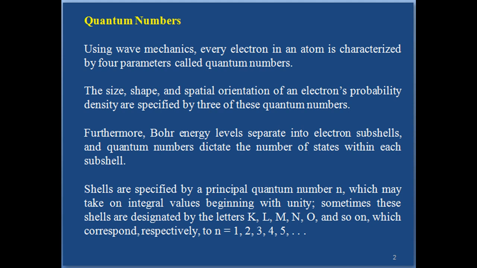Shells are specified by a principal quantum number, which is identified by letter n, which may take on integral values beginning with unity. Sometimes these shells are designated by letters capital K, capital L, capital M, capital N, capital O, and so on, which correspond respectively to n equal to 1 to 5 and so on.